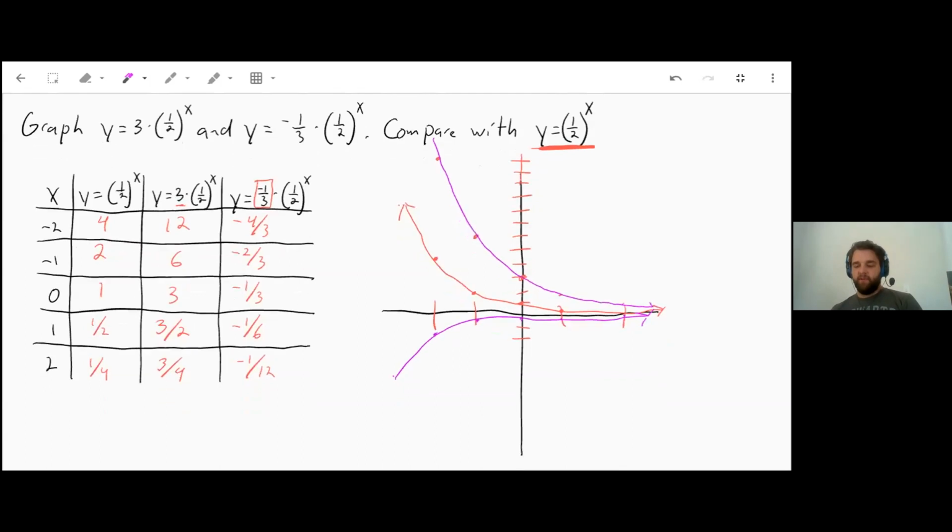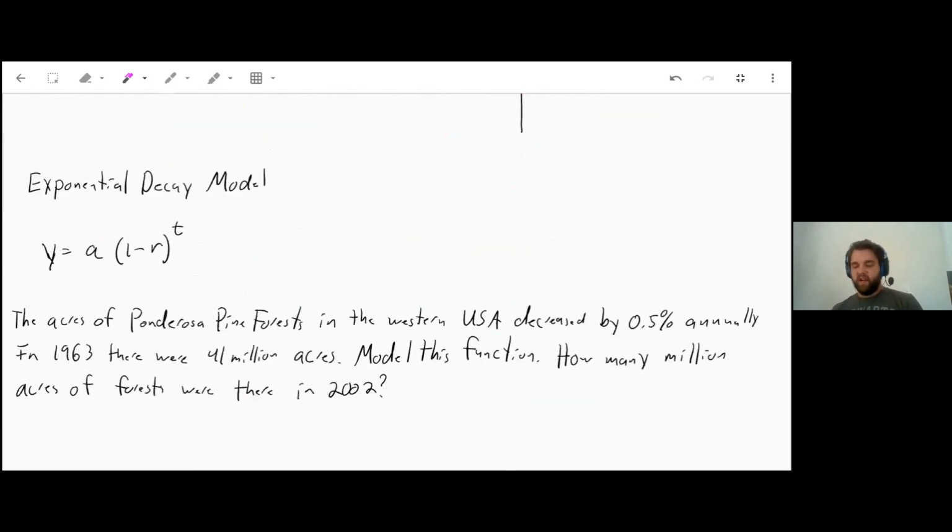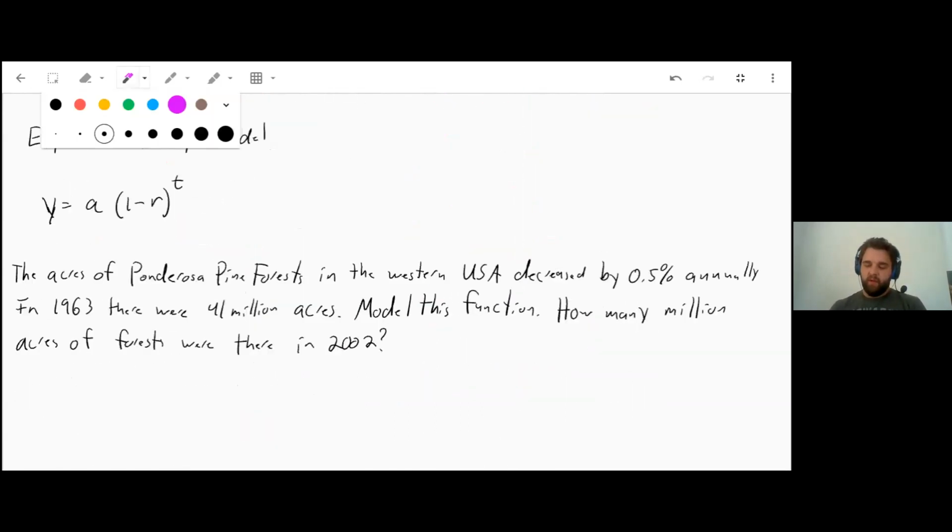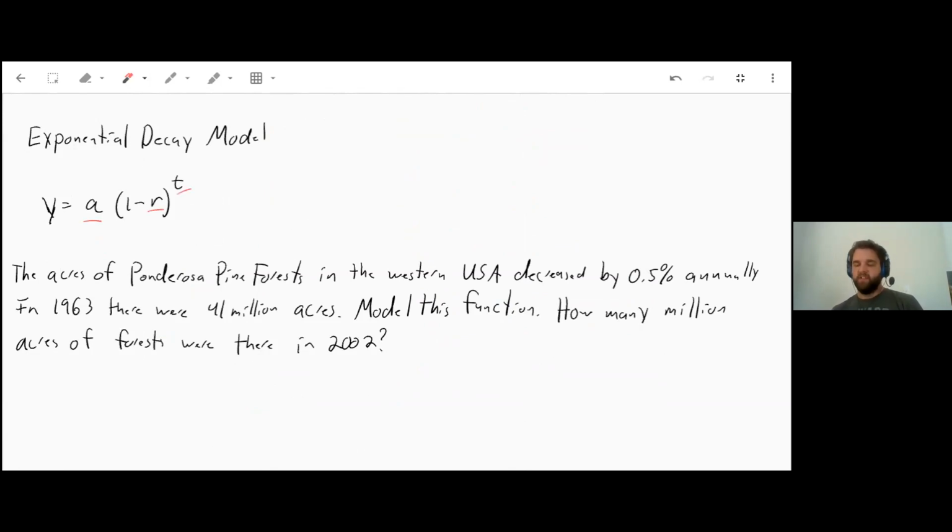So the last thing I've got for you in this section is to talk about an exponential decay model. Just like last time, the A is your starting amount, the R is your percent as a decimal, and your T is the number of years. The only thing that's different than the exponential growth is it's a minus this time. So instead of a 1 plus R, it's a 1 minus R.